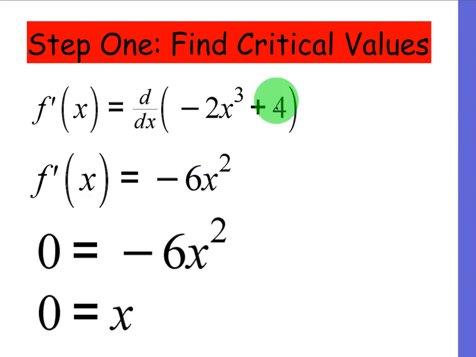Negative 6x squared, derivative of 4 is 0. So you have a simple derivative. Now we know this exists everywhere, so for critical values, we just need to set it equal to 0 and solve. This is also obvious. This is one single term, so we know x is going to be equal to 0. So we only have one critical value.